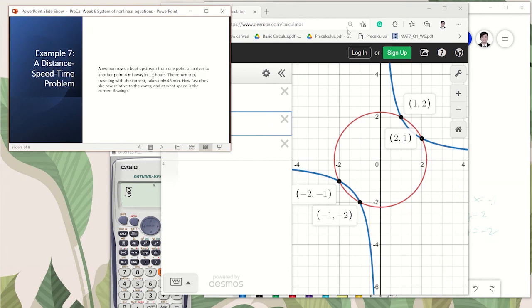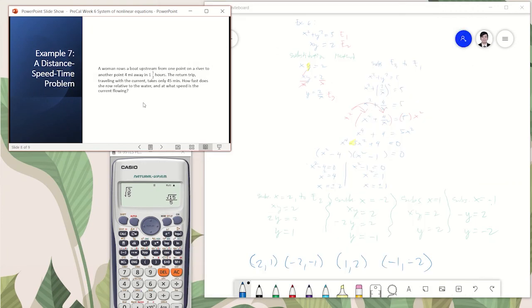Let's proceed to example 7. This is already a real-life application. We will talk about a distance, speed, time problem. A woman rows a boat upstream from one point on a river to another point 4 miles away in 1.5 hours. The return trip, traveling with the current, takes only 45 minutes. How fast does she row relative to the water, and at what speed is the current flowing?